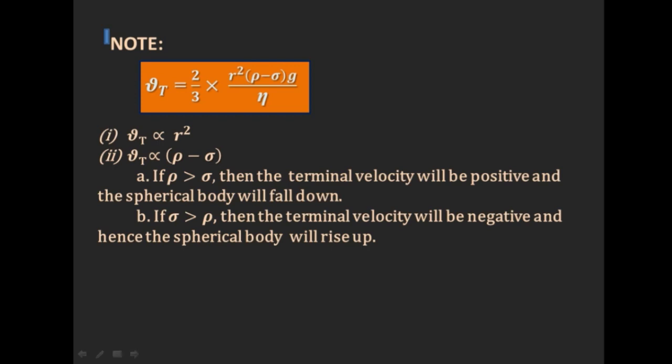Now, the most common example you can see is clouds. When the clouds become heavier, they come closer towards the surface of the earth, and when the density of the cloud molecules is less, then they rise upwards. So this is all about terminal velocity.